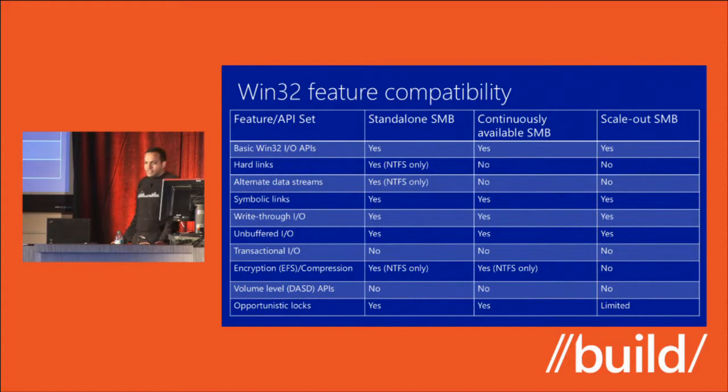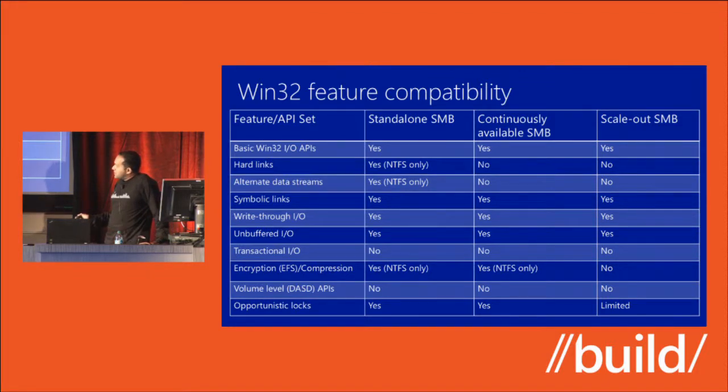Now, talking about feature compatibility, pretty much all of the Win32 APIs which you would normally use to access file shares, so this would include all the .NET APIs too, because they are usually built on top of the Win32 NT APIs. Pretty much all of them will work across standalone SMB, continuously available, and scale out.